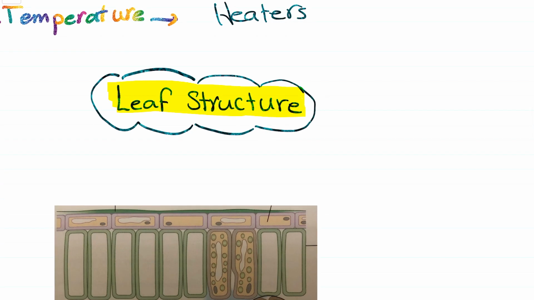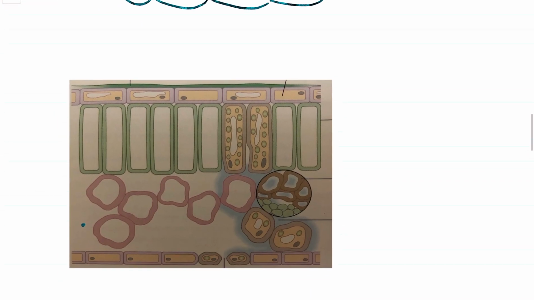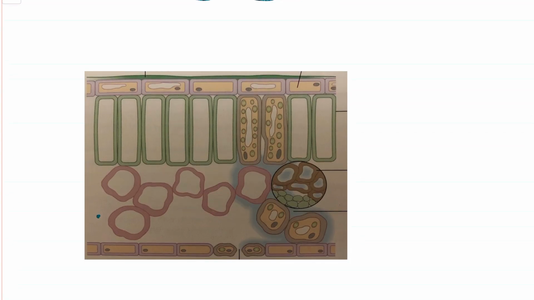Then we need to know the structure of the leaf. This is the leaf structure, the internal structure of the leaf. We have the upper layer, which is the cuticle, and it's waxy.